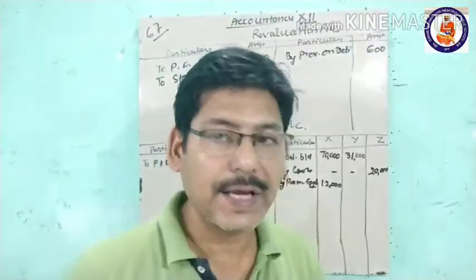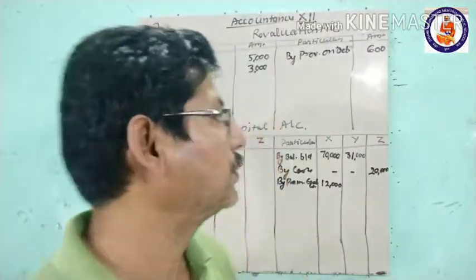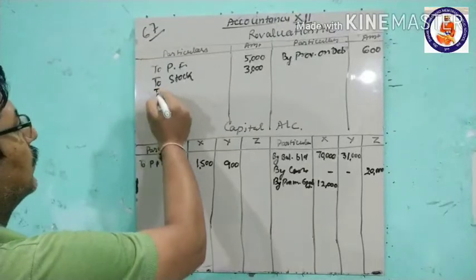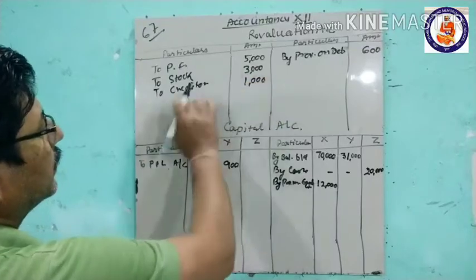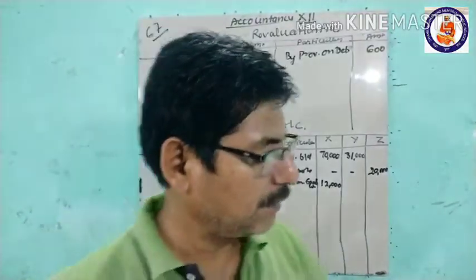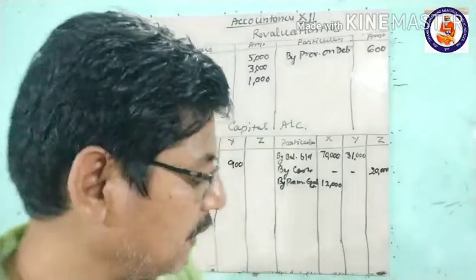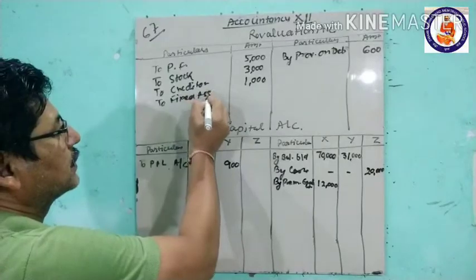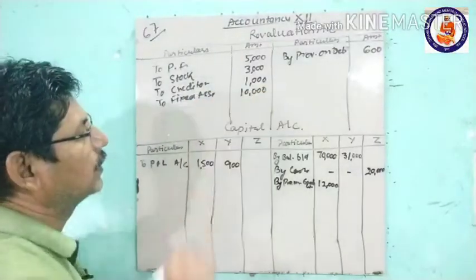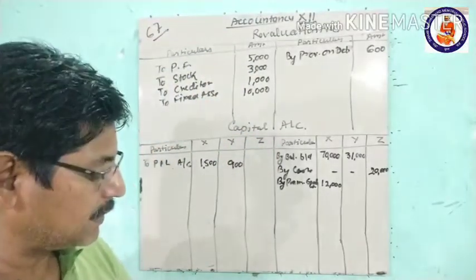Okay, then comes the next one, that it says creditors are to be paid 1,000 more. Means liability has increased. To creditors, when liability increases, creditors are increased by 1,000. Then comes fixed assets are to be valued 70,000. And earlier in balance sheet it is shown 80,000, means it has gone down by 10,000. Fixed assets to fixed assets 10,000 rupees. Okay. Now, and nothing else is there.